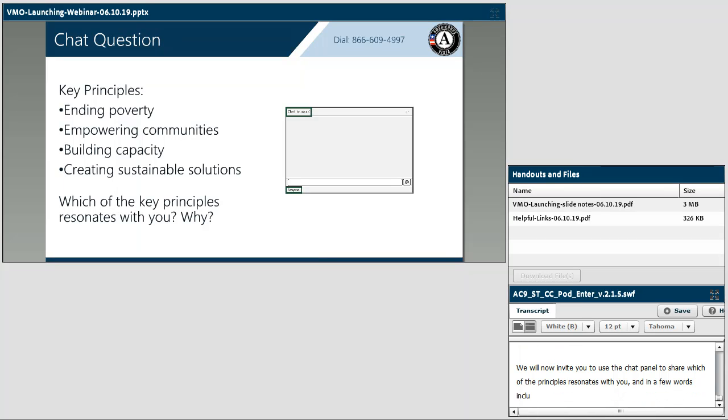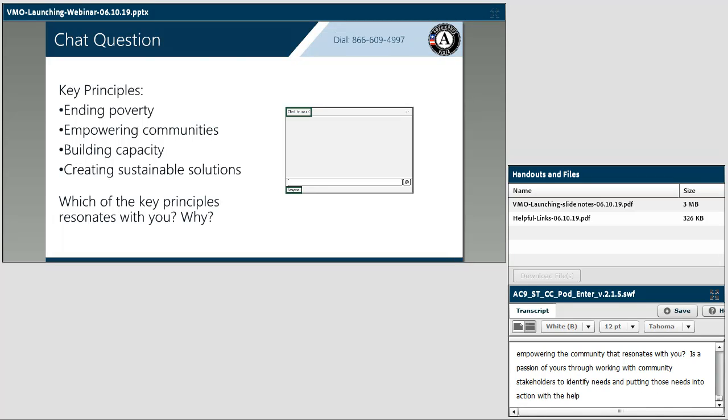Maybe it's ending poverty. Before the session started, a lot of you mentioned that you joined VISTA because you wanted to help people move out of poverty. Or is it empowering the community that resonates with you? Is it a passion of yours through working with community stakeholders to identify needs and putting those needs into action with the help and support of the community?